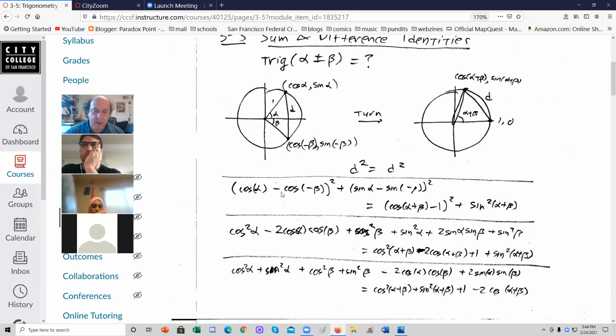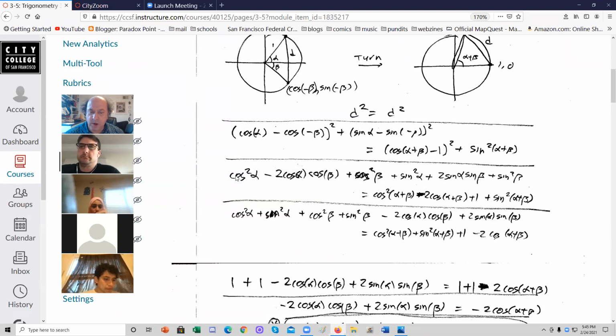All right. We expand this, keeping in mind that cos of negative beta equals cos beta. We get cos squared alpha minus 2 cos alpha cos beta plus cos squared beta. Now here, a minus and negative cancels. This negative comes out, so it becomes sine alpha plus sine beta. So you get sine squared alpha plus 2 sine alpha sine beta plus sine squared beta. On this side, the square gives cos squared(alpha plus beta) minus 2 cosine(alpha plus beta) plus 1 plus sine squared(alpha plus beta).